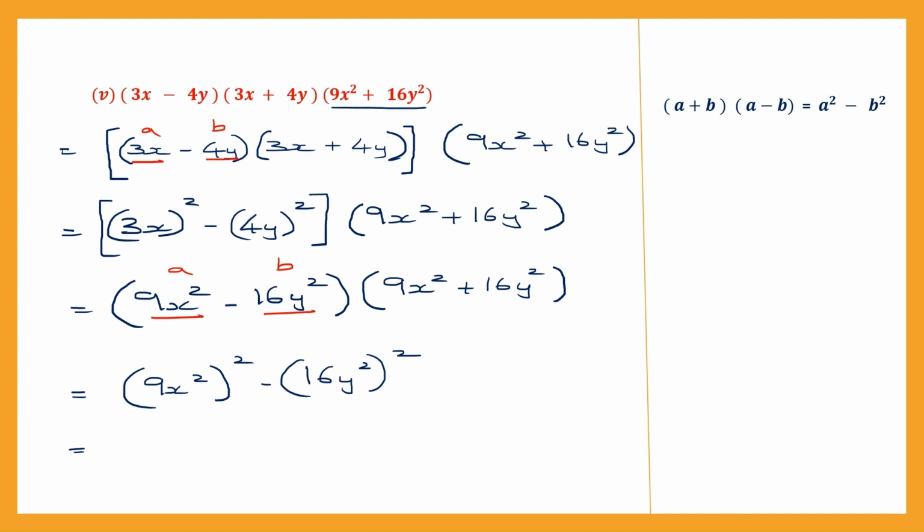So 9 square is 9 nines are 81. X to the power of 2 into 2, which is 4, minus 16 square. 16 into 16 is 256. Y square raised to the power of 2 is y to the power of 2 into 2, which is y to the power of 4. So we have our answer: 81 x to the power of 4 minus 256 y to the power of 4.